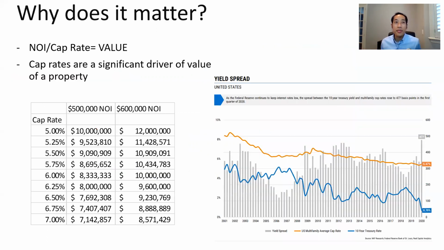So why does this matter, right? When you're buying, you want to buy at the highest cap rate possible, right? Get the highest return possible. But when you're selling, you want to sell at the lowest cap rate possible. And so cap rates are a significant driver of the value of your property.